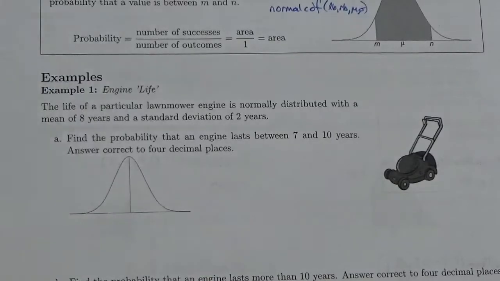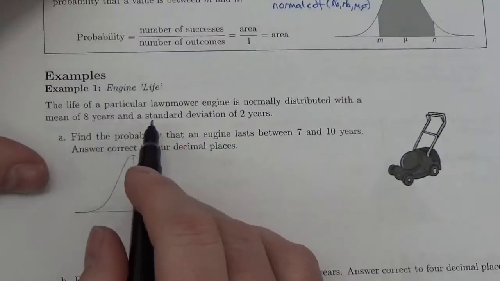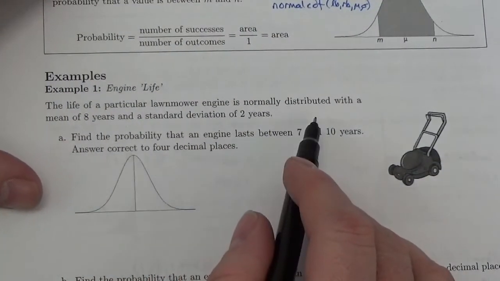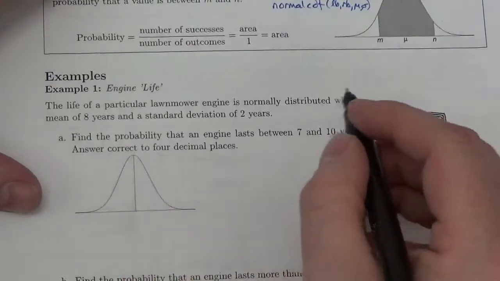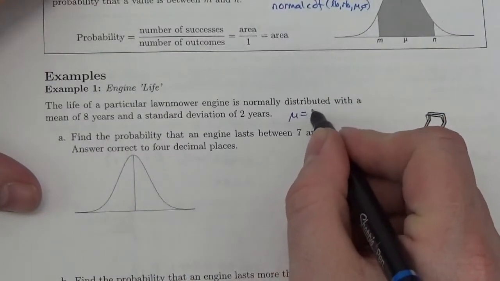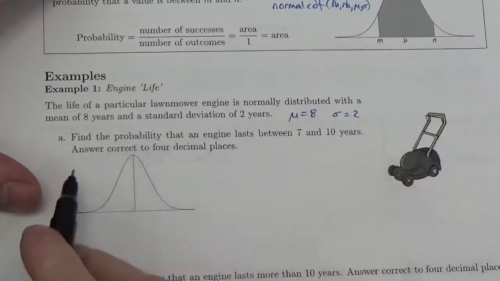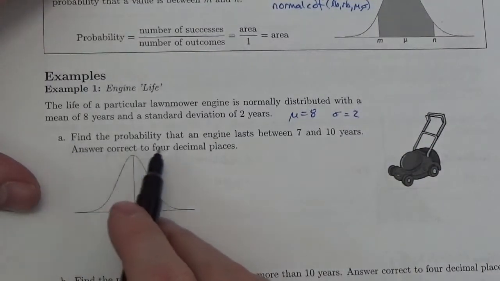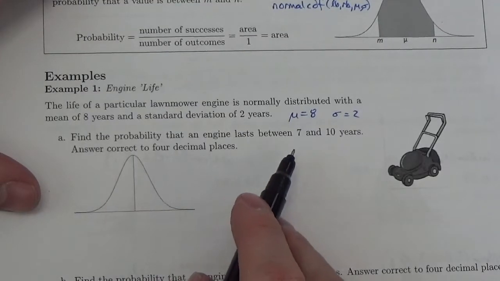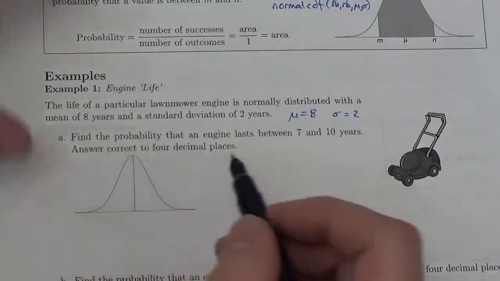Okay, so here's our first question. It says, the life of a particular lawnmower engine is normally distributed with a mean of 8 years, and a standard deviation of 2 years. Now find the probability that an engine will last between 7 and 10 years. Answer correct to 4 decimal places.